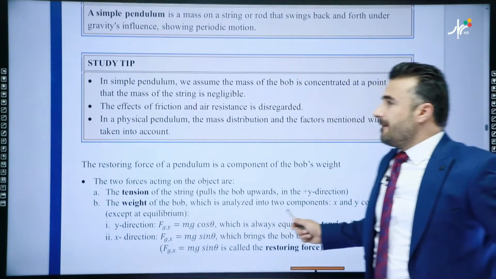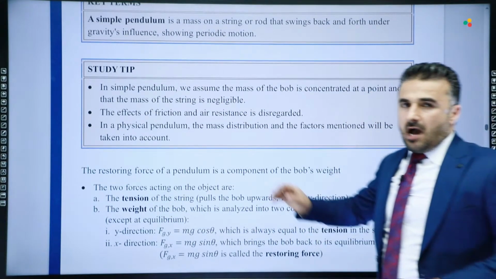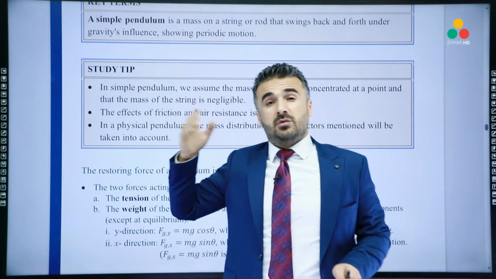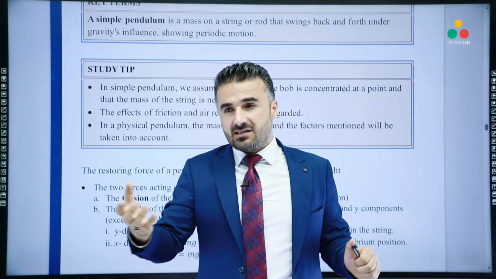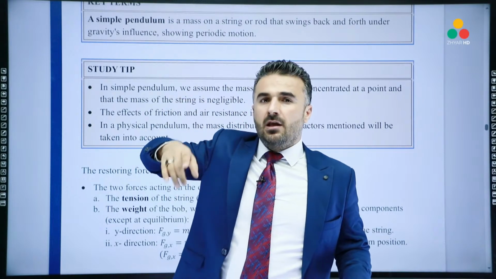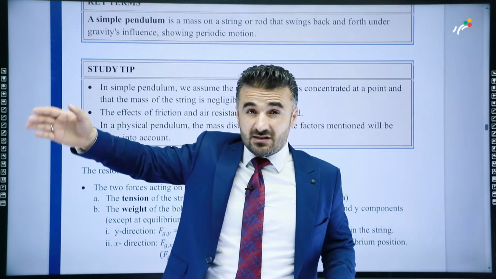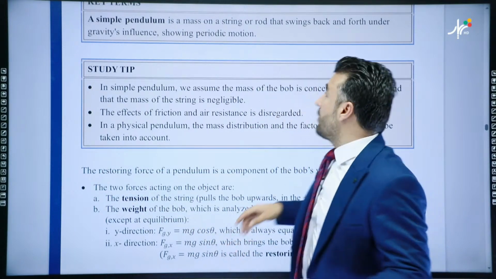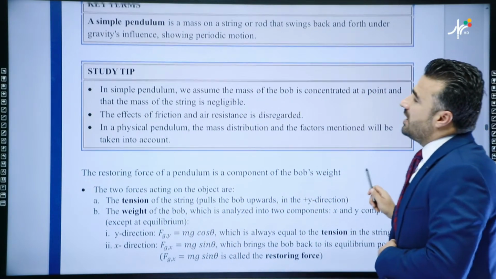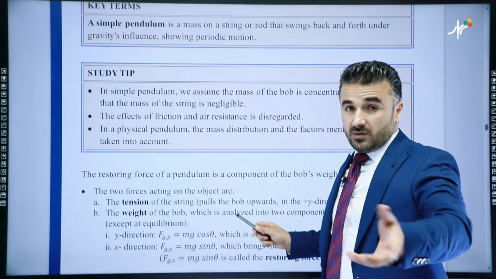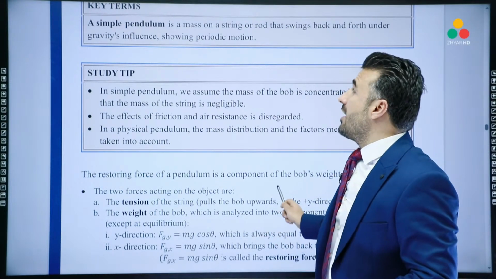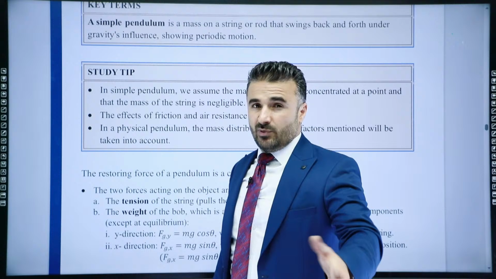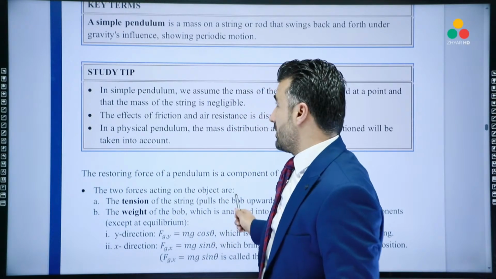All right, so remember, you don't have to memorize the definition. Just know what a simple pendulum is. It is normally a mass attached to a string, or sometimes a rod. This mass will be moving back and forth, and this back and forth is what makes it simple harmonic motion, or periodic motion. Later on we'll talk about when we call it simple harmonic motion.